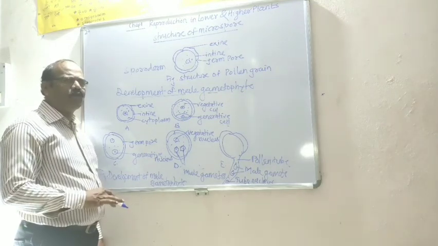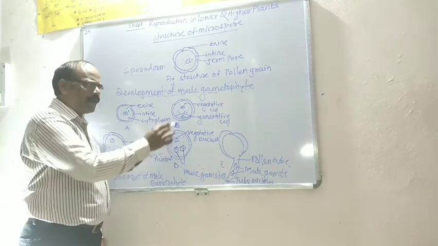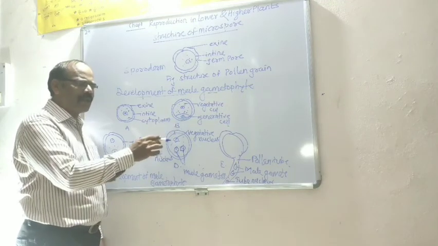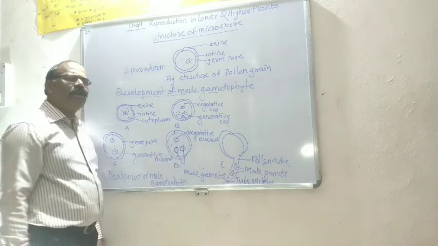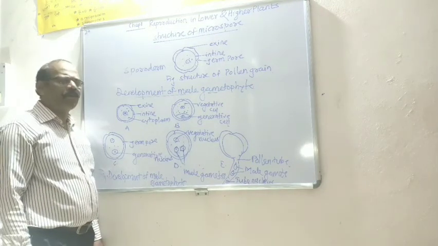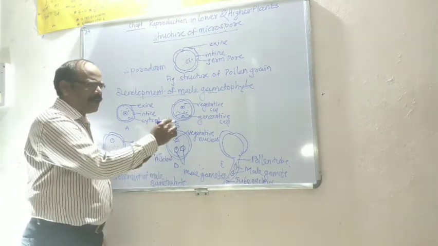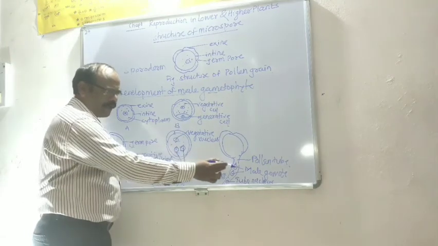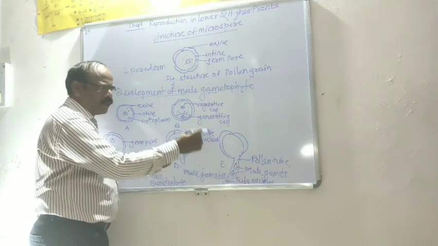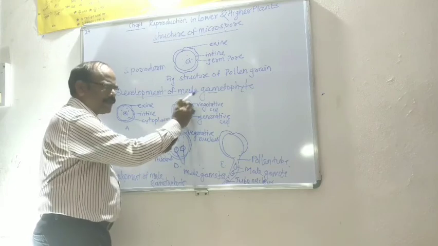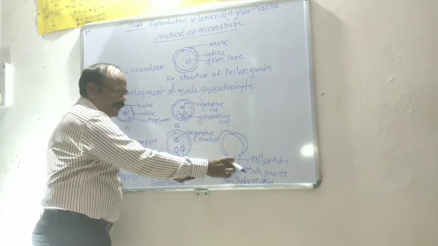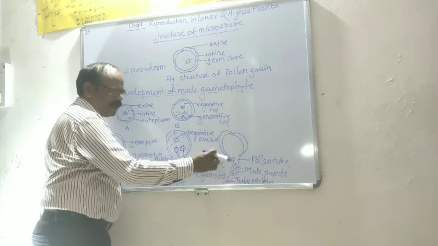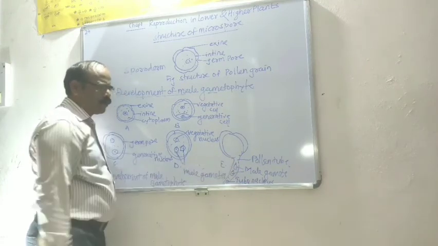But in the majority of angiosperms, the mitotic division of the generative cell takes place after the pollen tube emerges during the germination of the pollen grain. At that time the generative cell divides mitotically and forms two male gametes, and the tube cell arises from the vegetative cell through the germ pore.